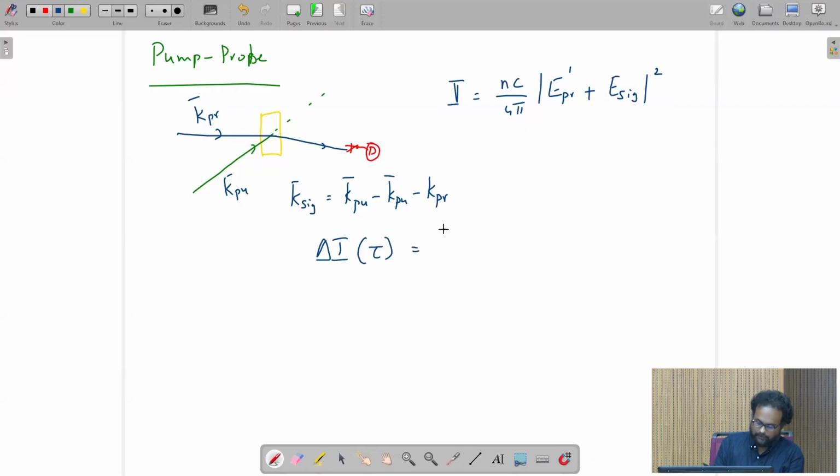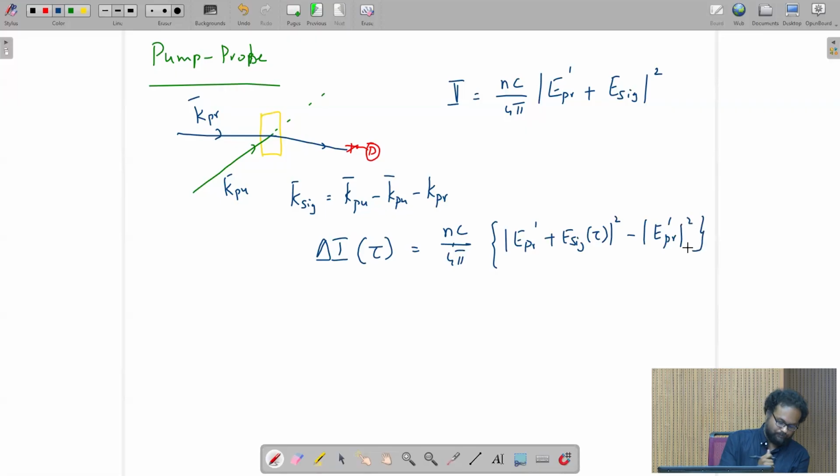That is simply n_c over 4π times the quantity E_pr prime plus E signal, which can change with my pump probe delay, minus the unpumped sample. So that's how you do pump probe.